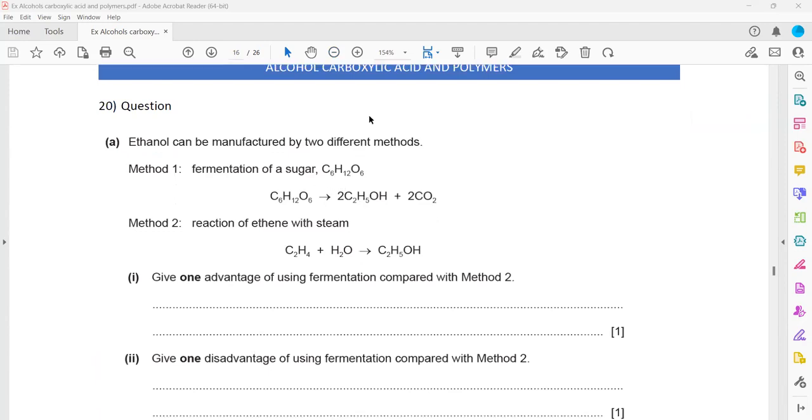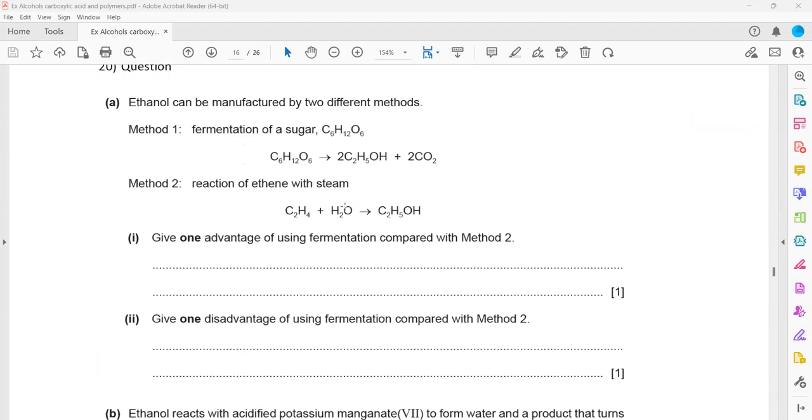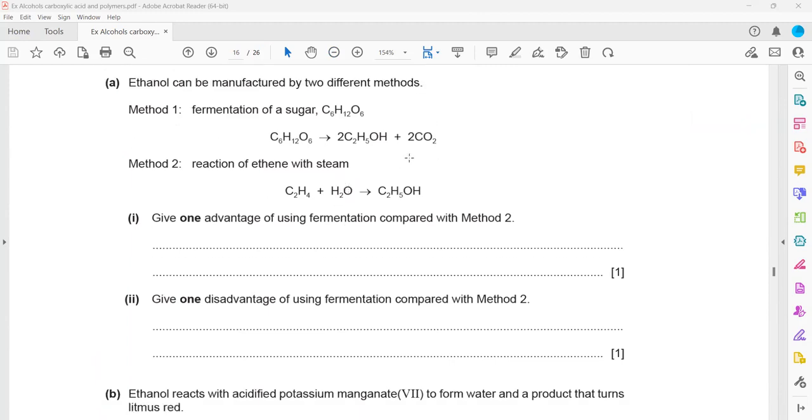Ethanol can be manufactured by two different methods. One is fermentation that we did, and another one is reaction with steam. Give one advantage of using fermentation compared to method two. It is cheaper, renewable. And one disadvantage is it does not give pure ethanol. It is a slower process. We need to do batches for the fermentation part, but the hydration one is continuous. So there is a smaller yield. Yield refers to the percentage of a product. Smaller yield or slow process, you can mention that.